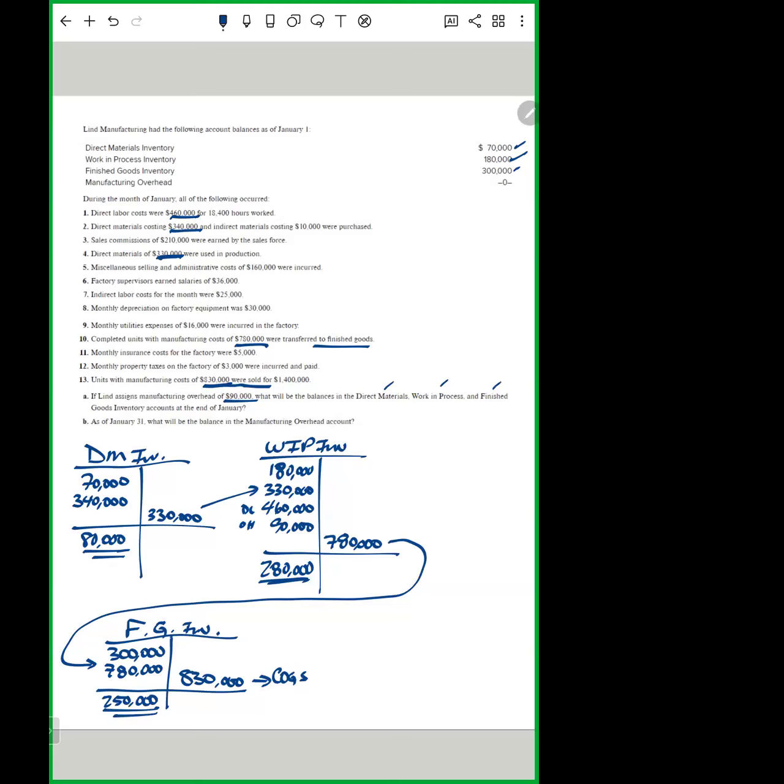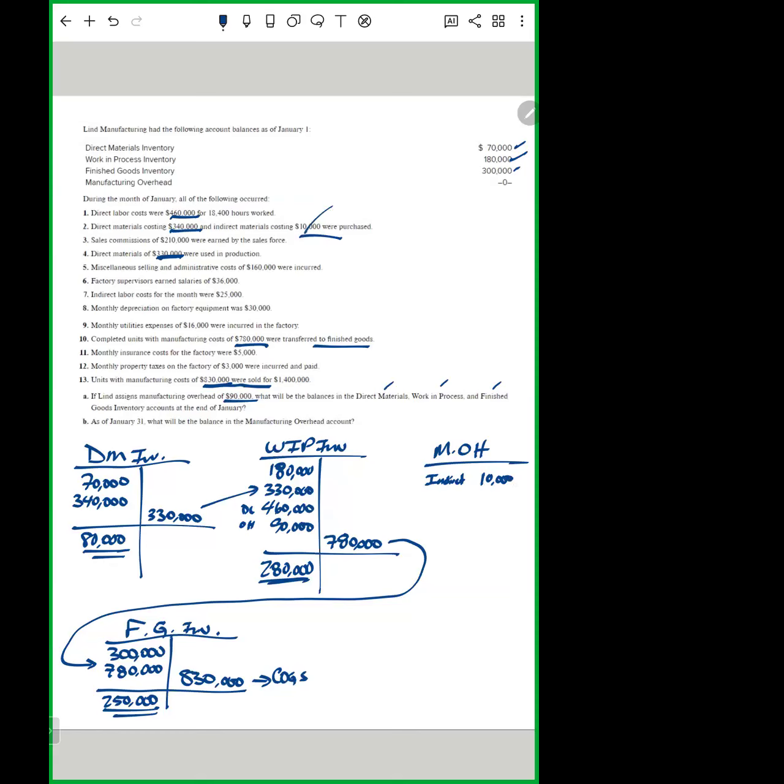Then part B says, what is the balance in manufacturing overhead? All right. Manufacturing overhead. Well, let's see here. First, we have $10,000 in indirect materials, 10,000. So that takes care of that.